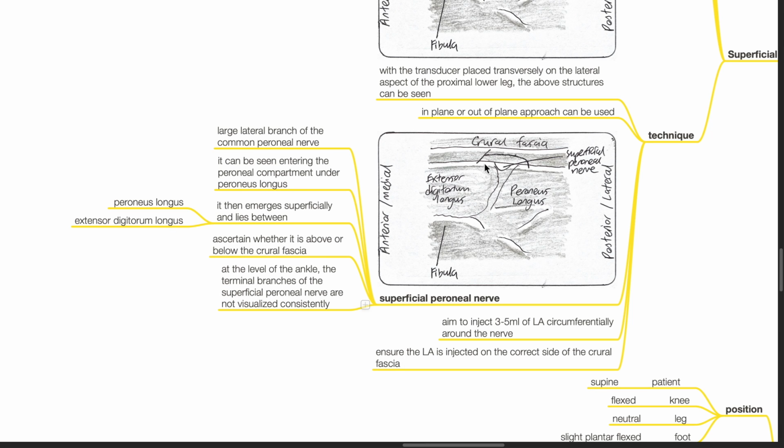At the level of the ankle, the terminal branches of the superficial peroneal nerve are not visualized consistently. Aim to inject 3 to 5 mL of LA circumferentially around the nerve. Ensure that LA is injected on the correct side of the crural fascia.